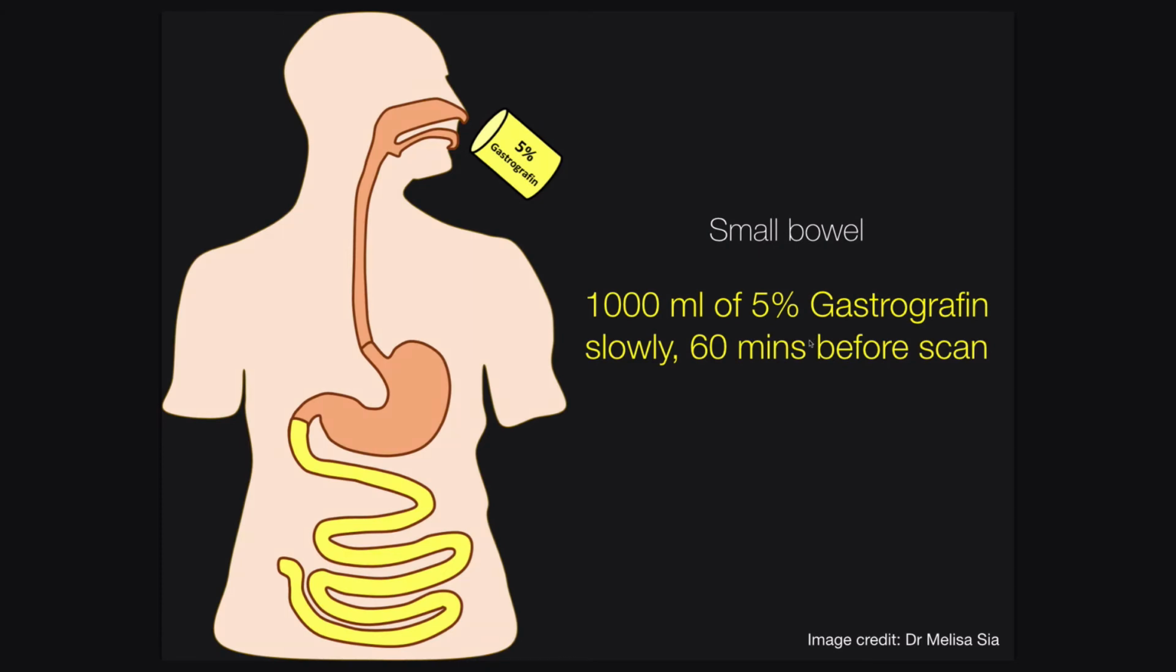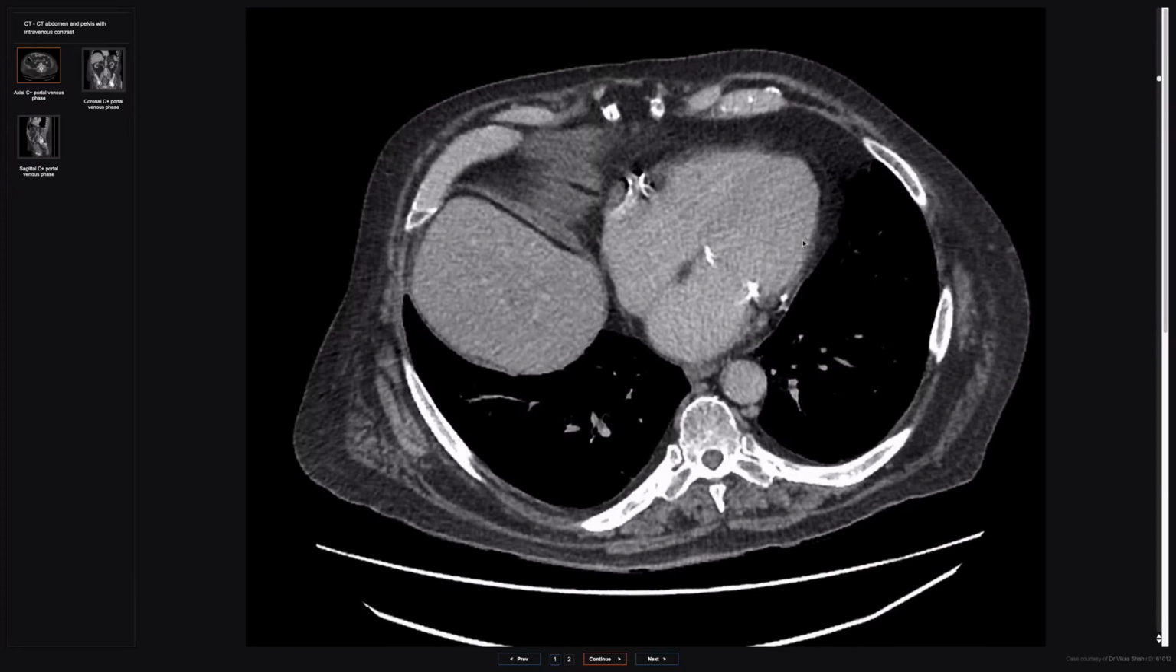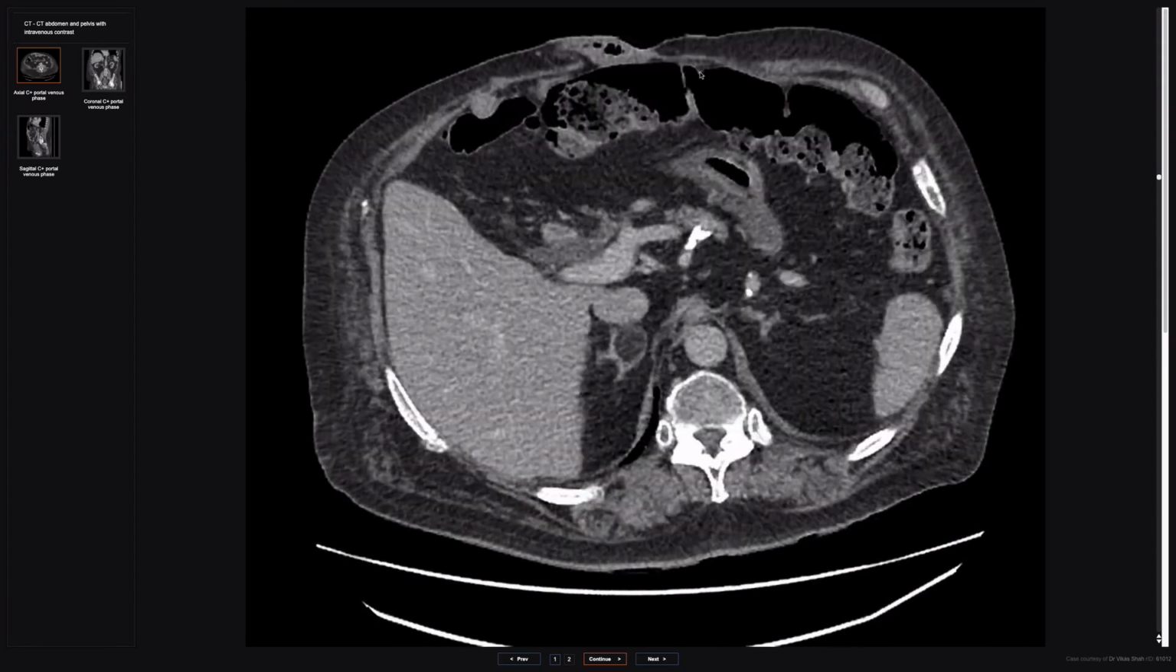So for the small bowel, we give quite a large volume. We aim for a large volume anyway. How much of that they can drink varies. 1,000 mils of 5% gastrografin 60 minutes before the scan to allow the small bowel to fill up and distend with the contrast.